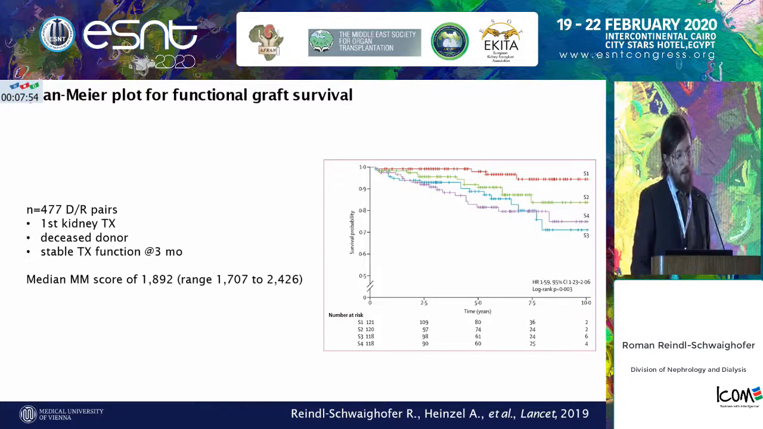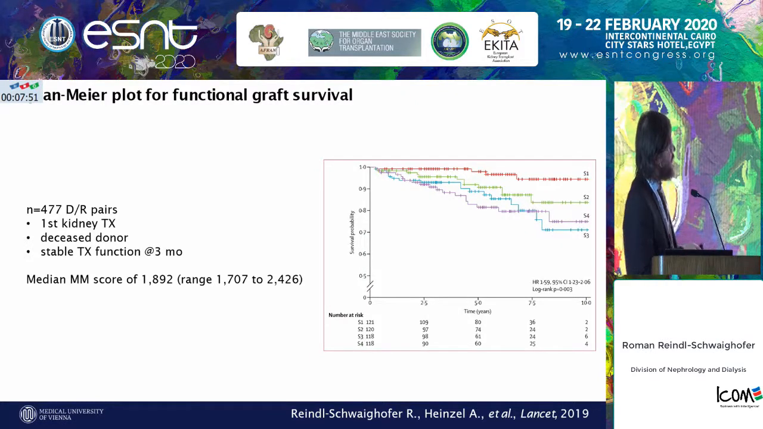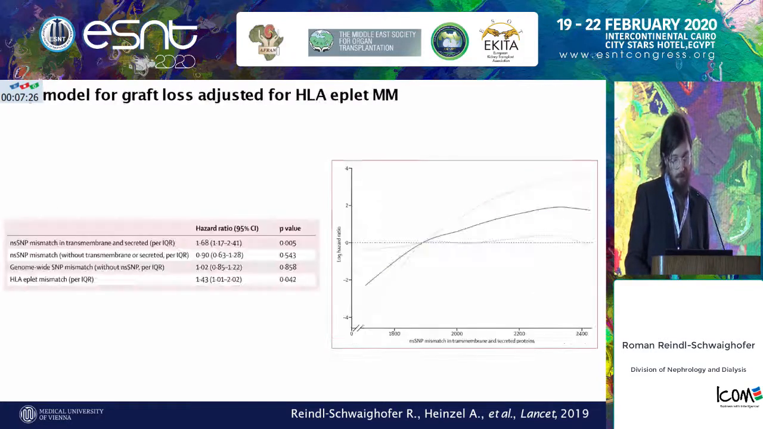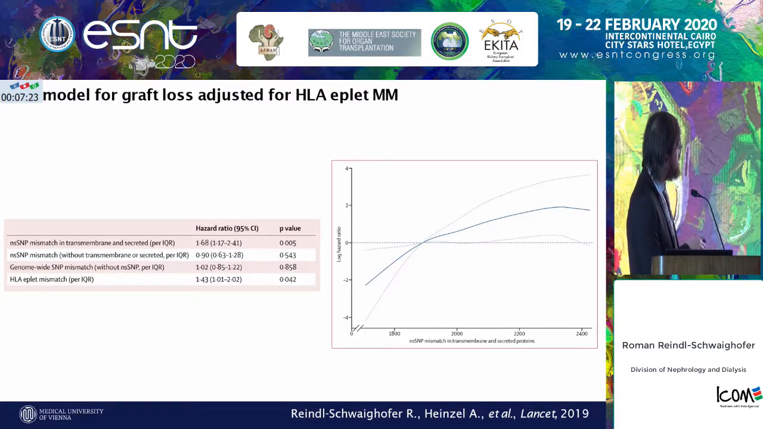and we quantified it. In this cohort of 477 donor and recipient pairs, we only looked at first kidney transplant deceased donors with stable graft function at 3 months to rule out most important influential factors. We identified a median of almost 1,900 of these mismatched cell surface proteins. And when we plotted it in the quartiles of mismatch, we could see that those that had the least mismatch had the best graft survival compared to those individuals with a higher level of mismatch. This transmembrane and secreted protein mismatch was significantly associated with graft survival, also when we adjusted for the HLA epitope mismatch as described before.